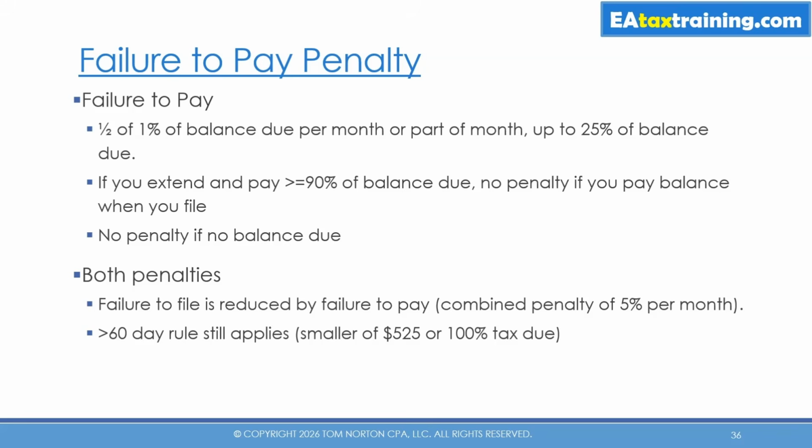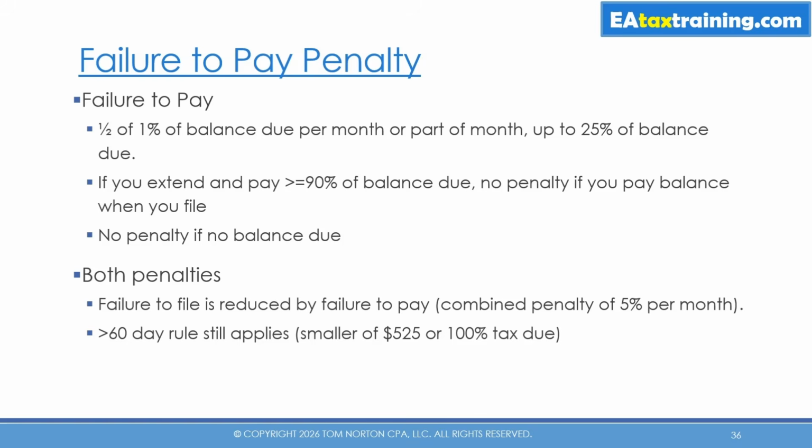Well, $10,000 is more than 90% of $11,000. So what they're saying is we're not going to charge any failure to pay penalty for that. In other words, you made an estimate, you did a pretty good job of it. You weren't perfect, but you did a pretty good job. So we are not going to impose a penalty for that. And then again, if there is no balance due, then there is no penalty. So these penalties are based on the balance due.